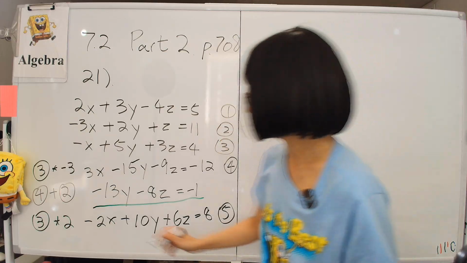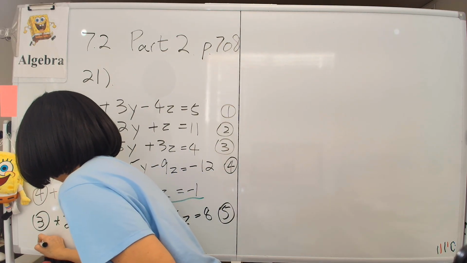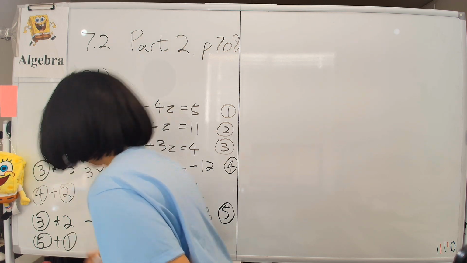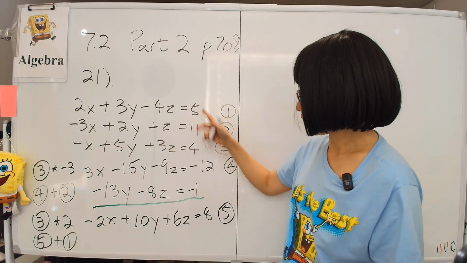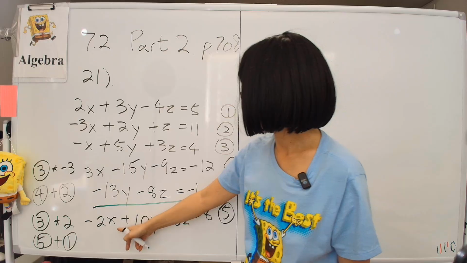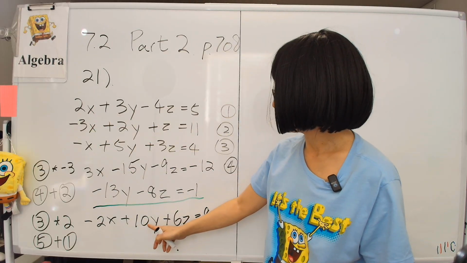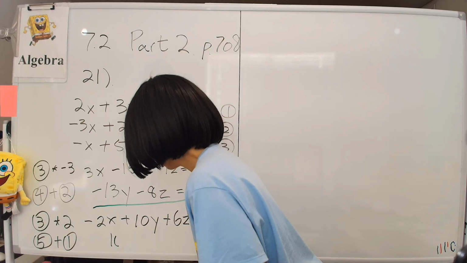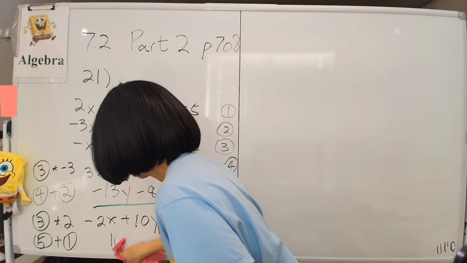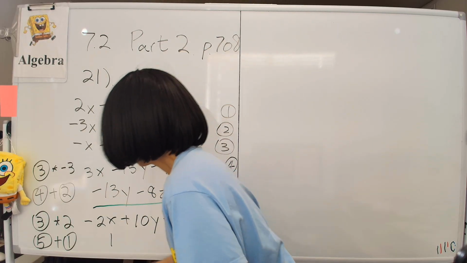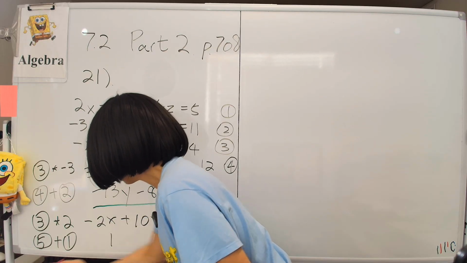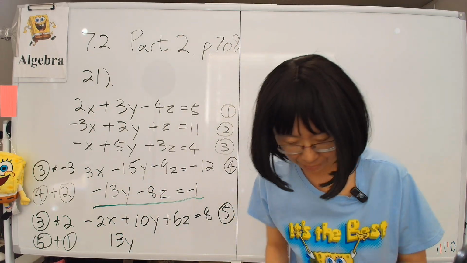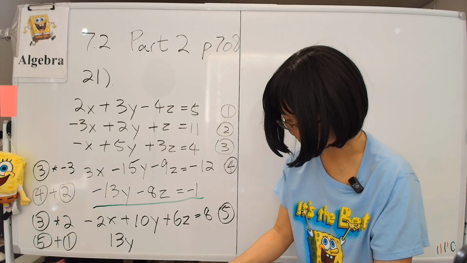So this equation 5 shall be added to equation 1. All right, so that adds to this. Minus 2x cancels out as expected. Then 10 plus 3, that's 13y. Okay, let's see, 13y. Let me check myself, okay?